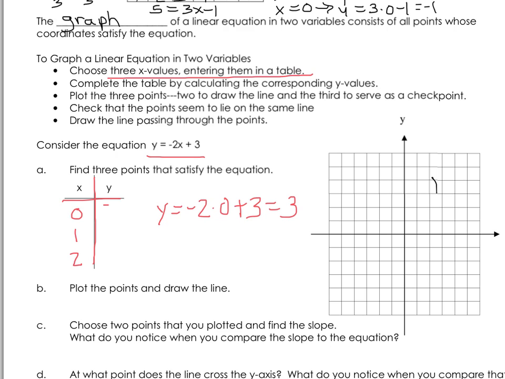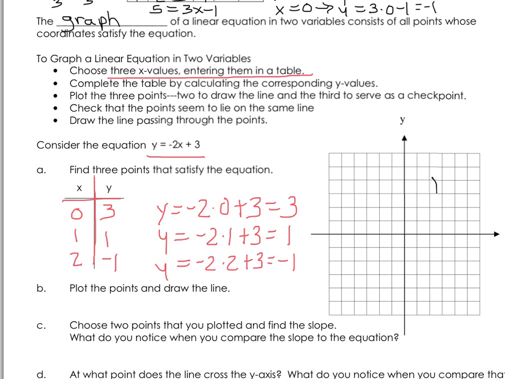It's 3. When x equals 1, y equals negative 2 times 1 plus 3. It's 1. When x equals 2, y is negative 2 times 2 plus 3. Negative 4 plus 3, negative 1. So that gives us 3 points.